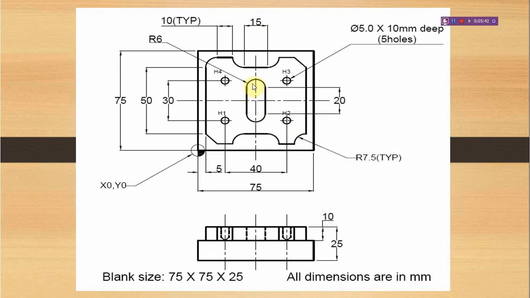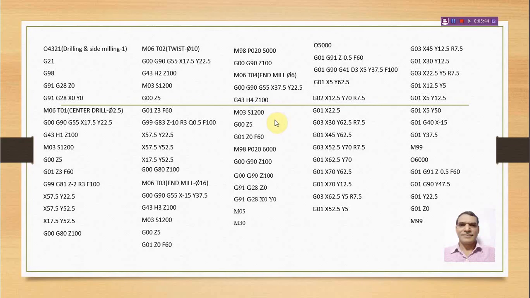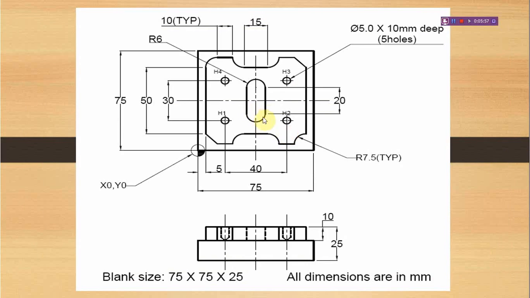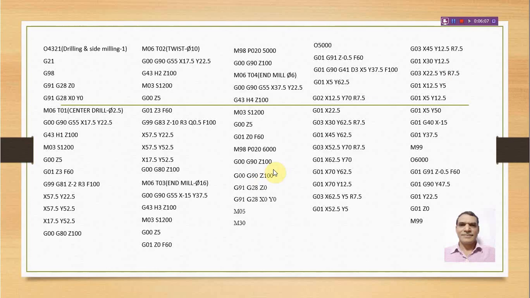So for this portion we have to call one more tool, tool number 4 with diameter 6 end mill cutter, and then once again position the cutter at X37.5 Y22.5. So this is the point where we are going to locate the cutter, and then we are moving the cutter to this point for 20 times. So here and there the cutter will be moving. We will get the slot.